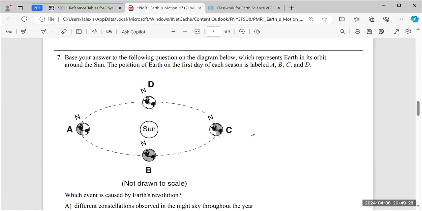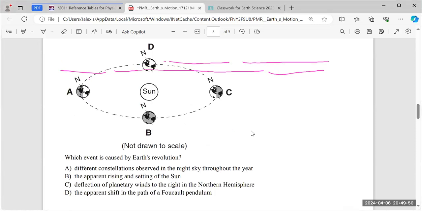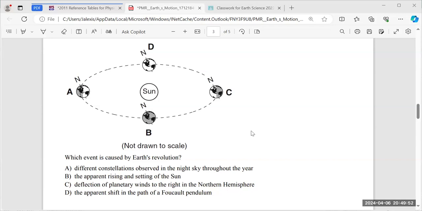All right, number 7 says, base your answers to the following question on the diagram below, which represents Earth in its orbit around the Sun. The position of Earth on the first day of each season is labeled A, B, C, and D. Keep in mind, there are not 4 Earths. It's just showing 4 different positions of the Earth, all right? So it says, which event is caused by Earth's revolution? Which one of these statements is caused by Earth's revolution?